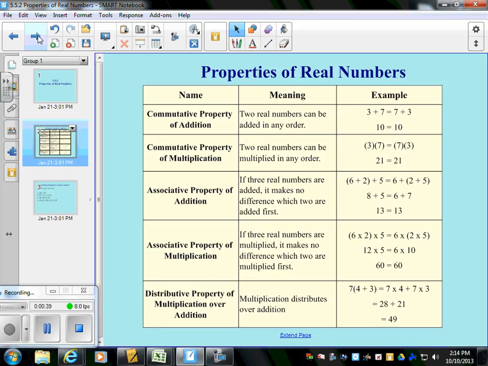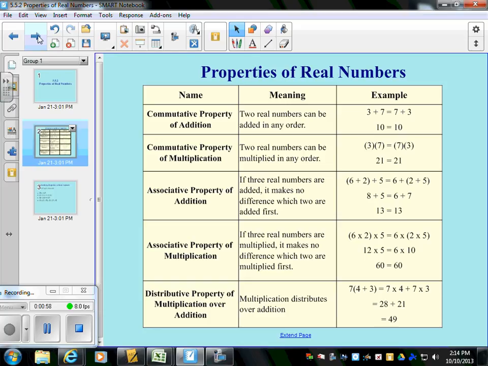Next, we have the commutative property of multiplication, which says that two real numbers can be multiplied in any order. For example, 3 times 7 and 7 times 3 both equal 21. Once again, it doesn't matter what order the numbers are multiplied in.